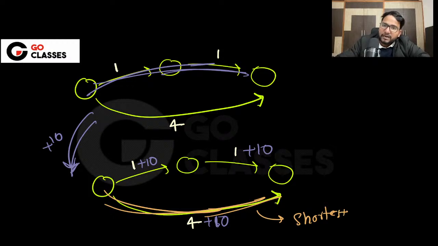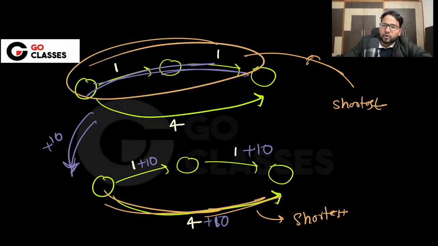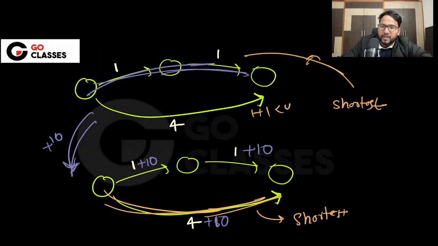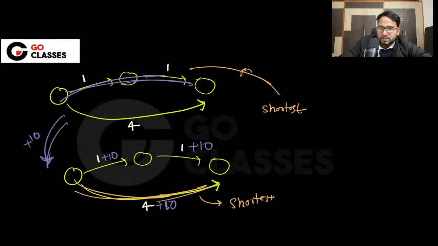So in general the shortest path may change, but the question is different. They are saying what we should add such that the shortest path doesn't change. For example, earlier 1 plus 1 was shorter than 4. Basically earlier, if I compare x plus y and p plus q, maybe this x plus y was greater.